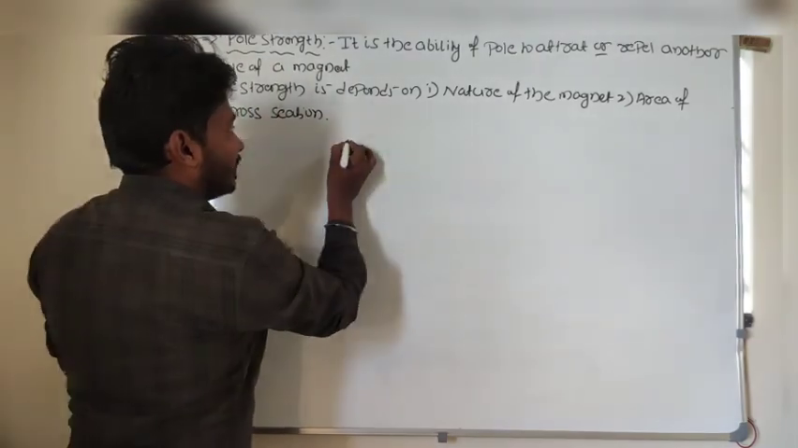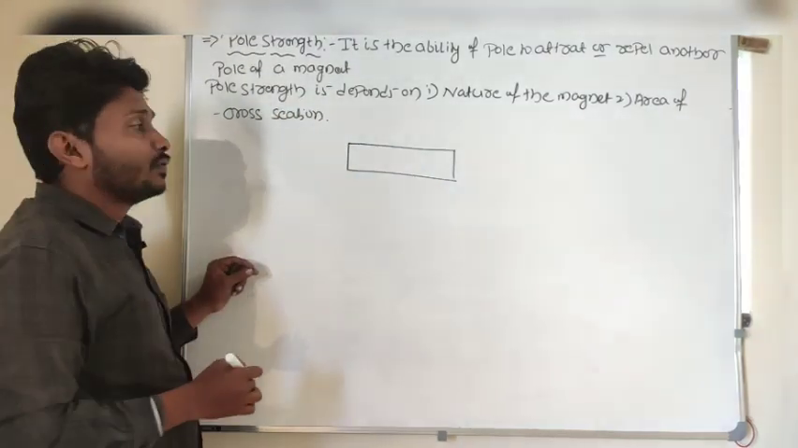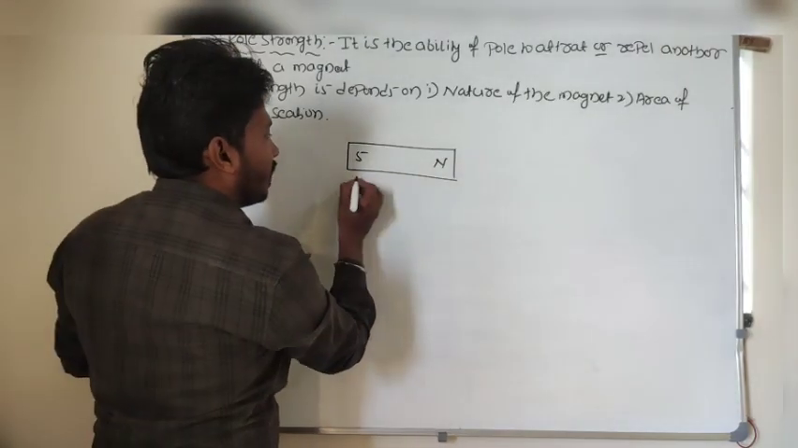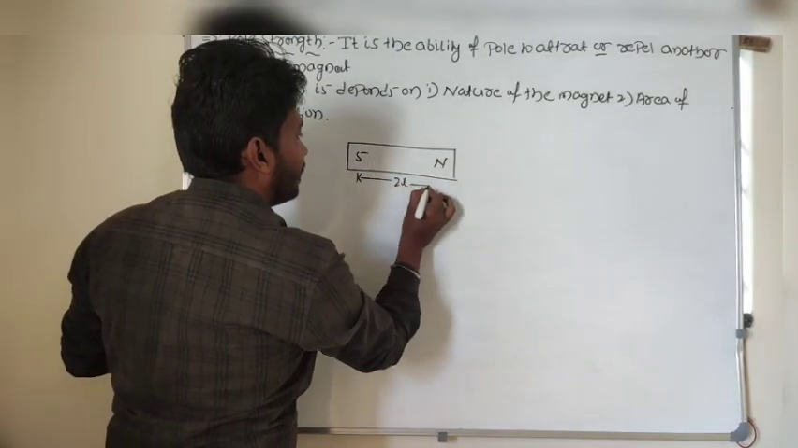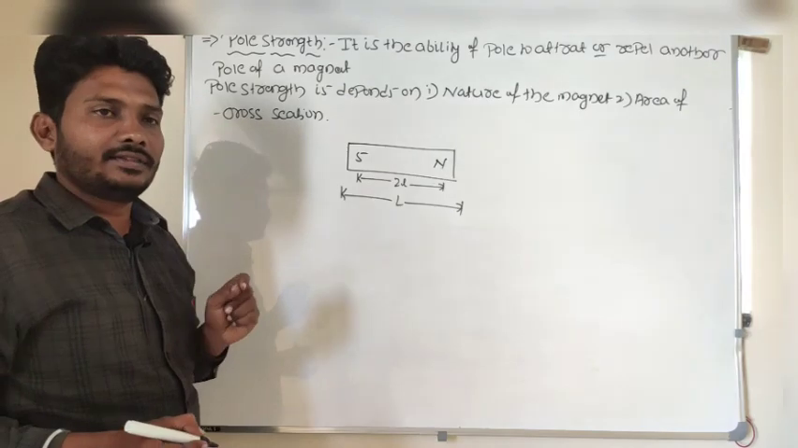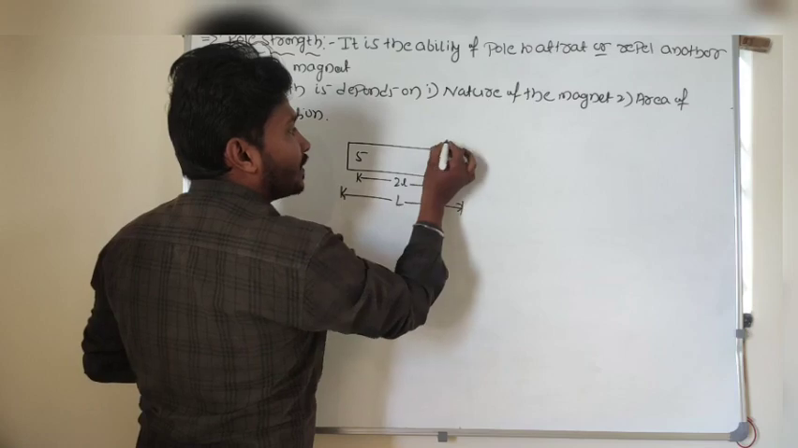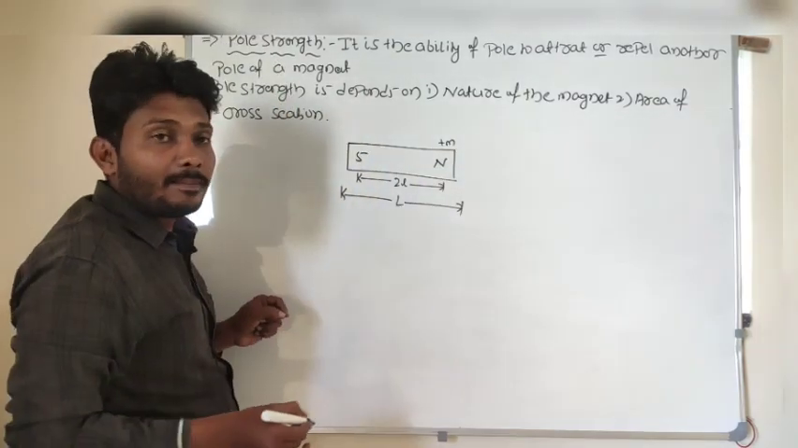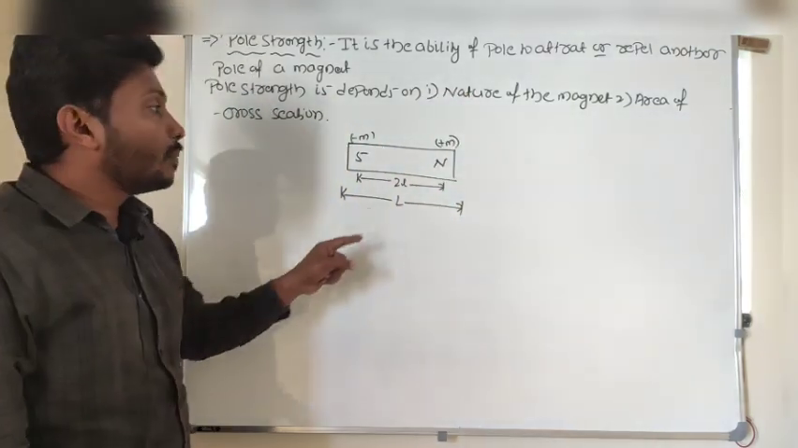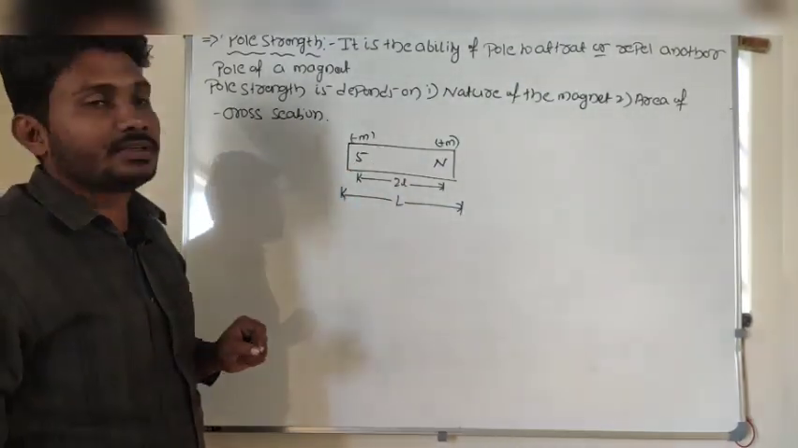For example, a magnet consists of two poles, right? One is the north pole, another is the south pole. The distance between the north and south pole is the effective length or magnetic length. The end to end distance is the geometric length. For convenience, I will represent the pole strength of the north pole by plus m, and that of the south pole by minus m.